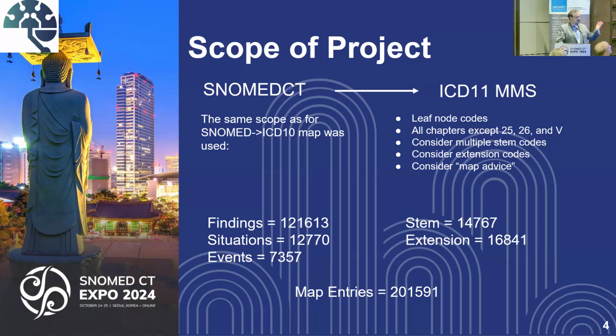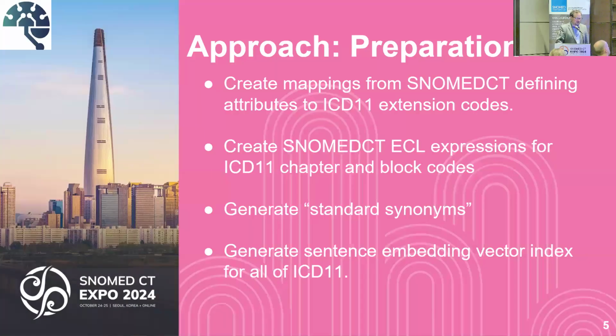And essentially created a scope on the other side to map to leaf node things and then also include mappings to the extension codes. Just some like very brief statistics about the numbers of things that were involved. So we did a lot of work on this project in the beginning.